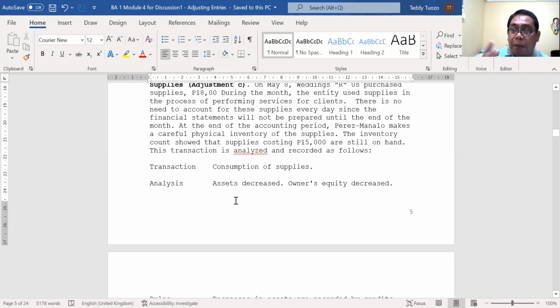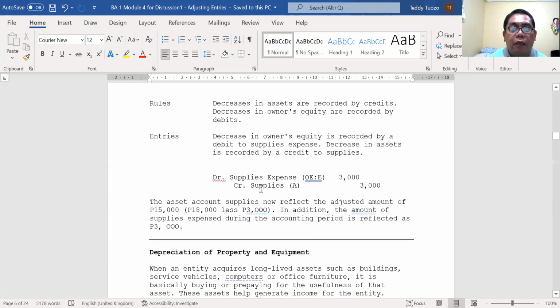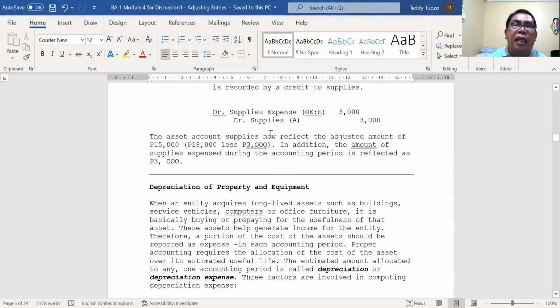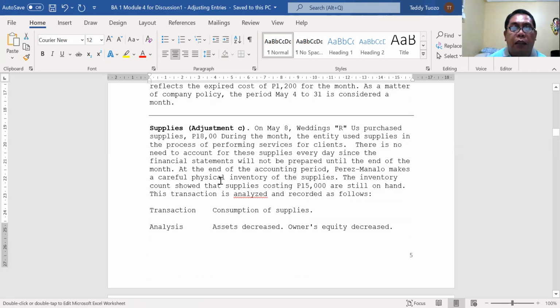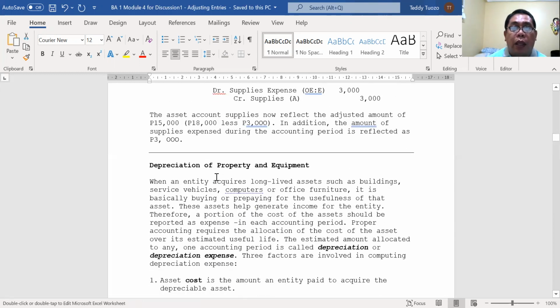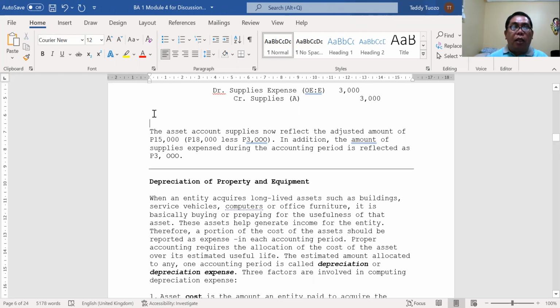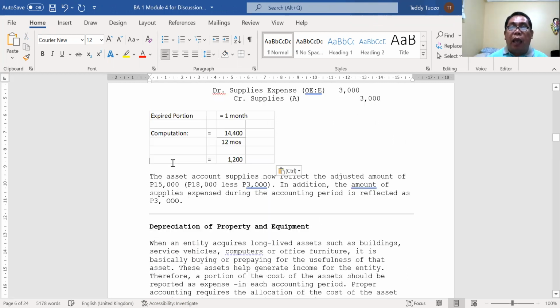Analysis, again, is the same as with the prepaids. Assets are decreased and owner's equity is also decreased in the form of expense. So the entry is debit to supplies expense and credit to the asset account, supplies, for 3,000. I will just show you another solution, because I usually require that all adjusting entries in the assignment should be prepared with a solution.